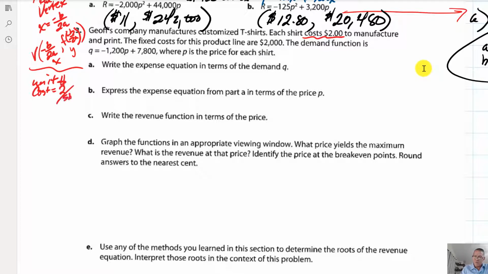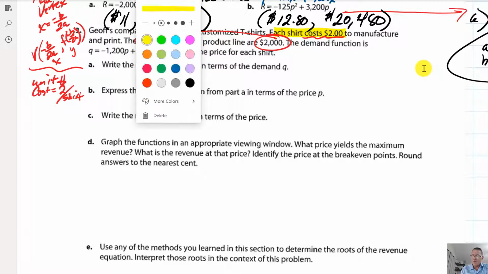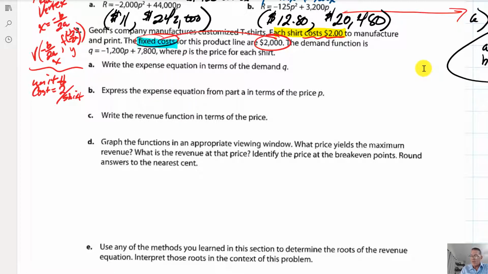The fixed cost of the product line is $2,000. So we know the fixed cost, it's $2,000. We know the unit cost. So right here, and then the second one right here, these two things that we are outlining here are super important in solving the problem. So we know the fixed costs are $2,000. We know the unit cost. Guess what? We can write the expense function.